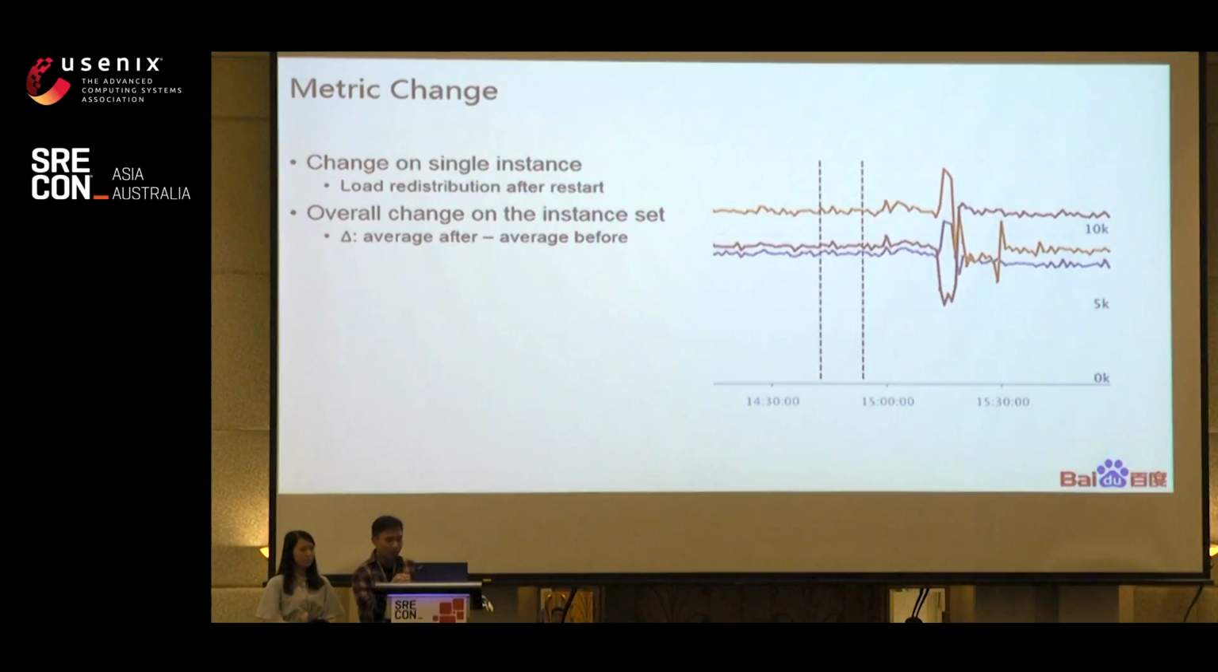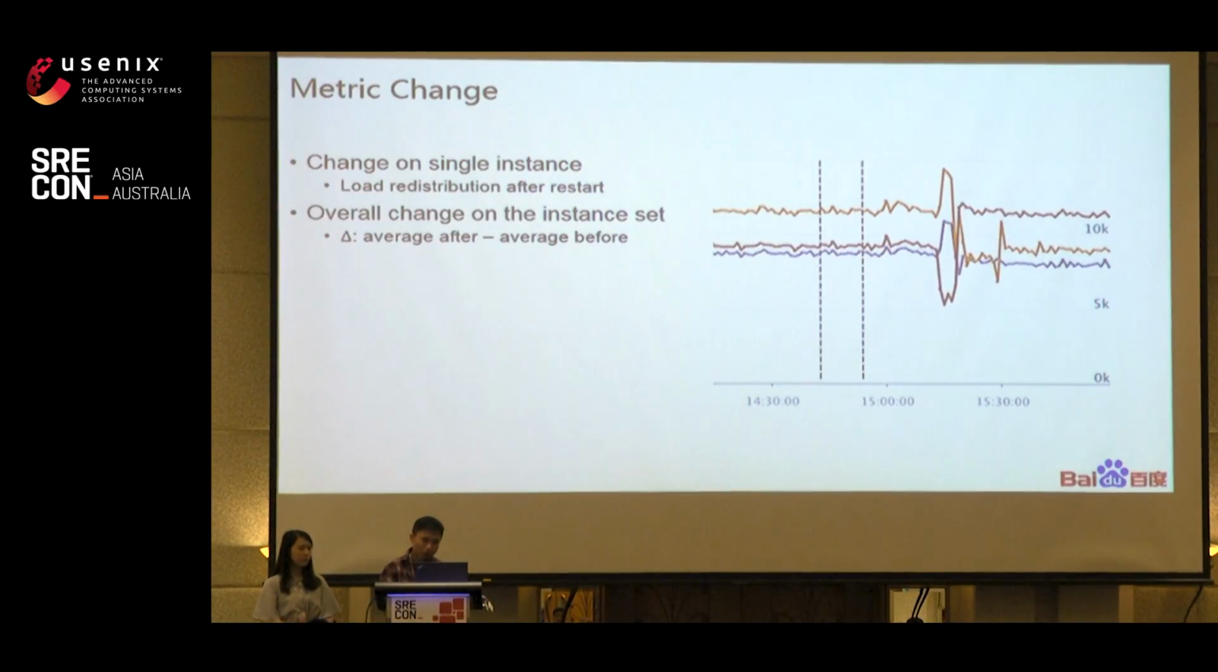We can see that the two vertical dashed lines represent the start and the end of the release. After the release ends, the orange line drops, and the red line increases, while the blue line keeps stable. If we compute the change on the instances one by one, we will conclude that two instances have very big changes, and one instance is okay. But if we see the three instances collectively, we can see that the overall metrics do not change.